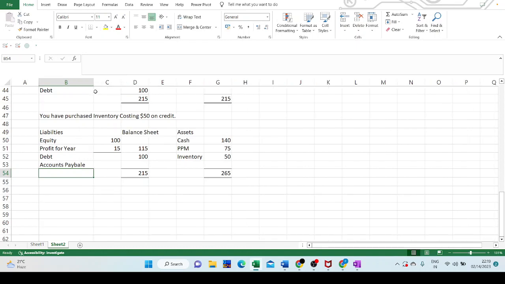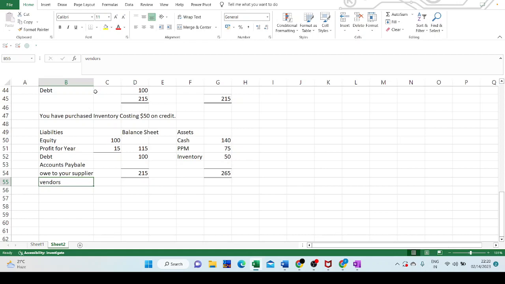Guys, the money you owe. Yes, accounts payable. Please write down what you owe to your suppliers or your vendors. So you purchased inventory costing $50 on credit. How much do you owe your suppliers or your vendors? Guys, please tell me. How much do you owe them?